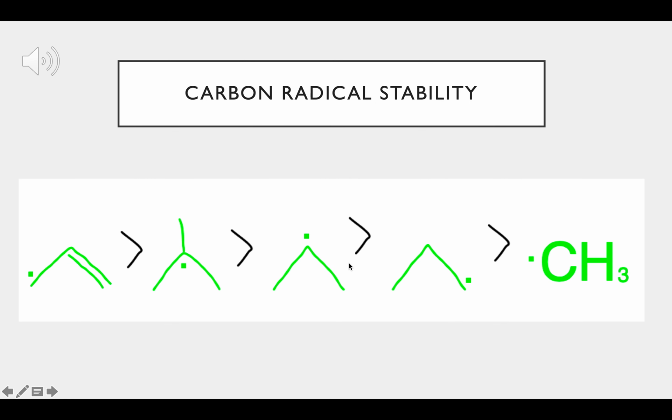Another way carbon radicals are similar to carbocations is in reference to their stability. The more substituted the position of the radical on a carbon chain, the more stable it is, as shown by the graphic. Unlike carbocations, though, radicals do not undergo rearrangements to increase their stability.